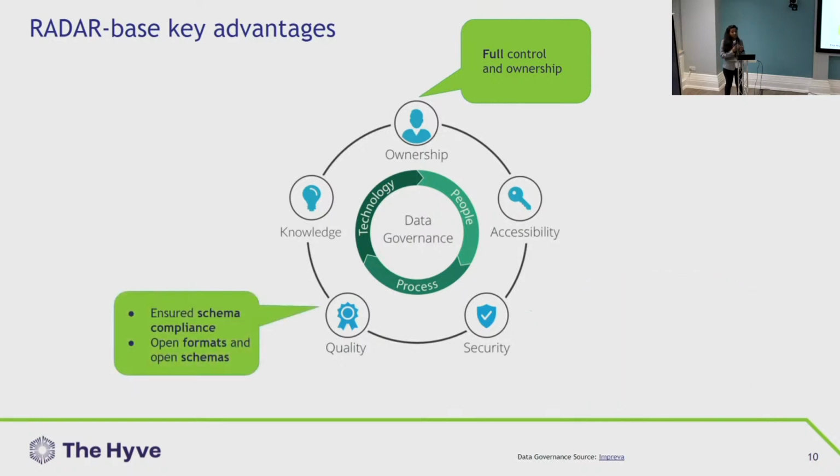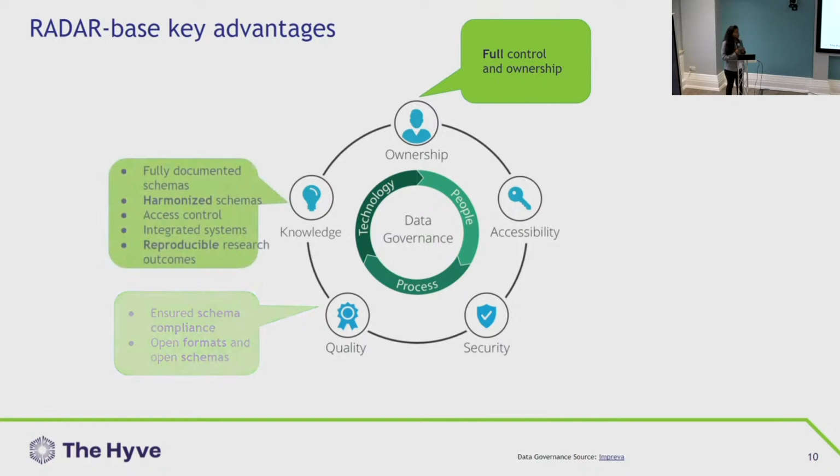Again, I consider the quality of the data really high because it ensures schema compliance, and the schemas are really open and try to fit a standard. As for the amount of knowledge you get from the data, it's a fully documented schema, so you can just read the documentation. It's both human readable and machine readable. The harmonized schemas, with different levels of access control to the data, the platform and the study management system itself, also allow you to do reproducible research. You can run the algorithm again, or different people can run the same algorithm, and you will get the same result.